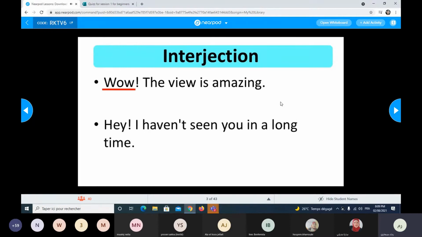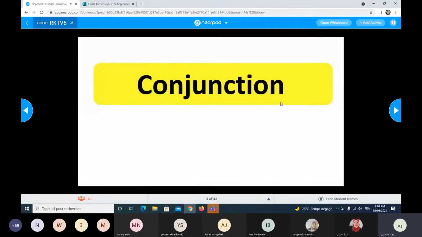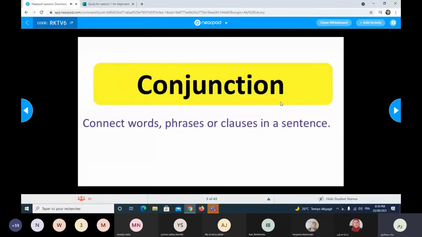Conjunction. Conjunction is used to connect words, phrases, or clauses in a sentence. For example, and, but, although, or.